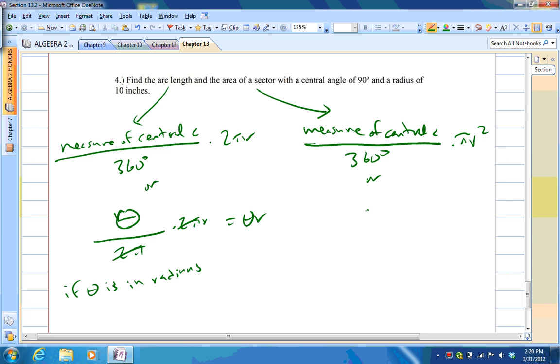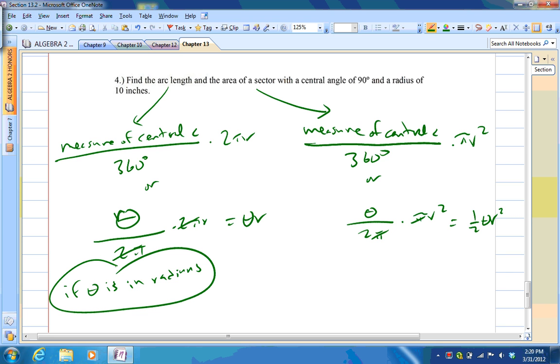Or theta over 2 pi times pi r squared. Pi's cancel, and you would get 1/2 theta r squared. Very, very important: this only works with theta in radians. So that could be your arc length, and that can be your area of a sector.